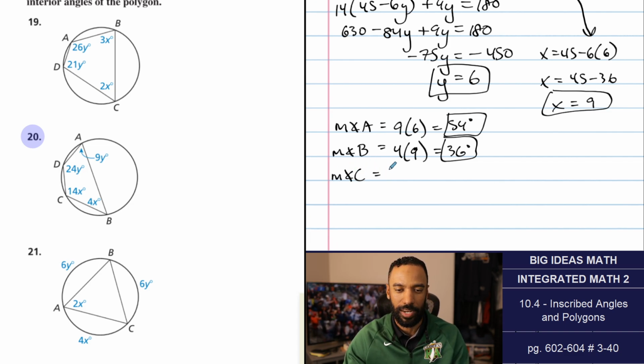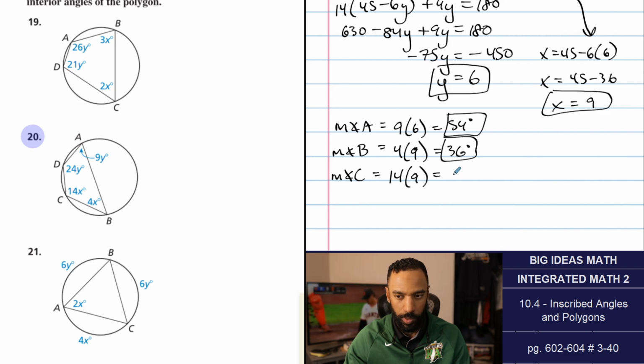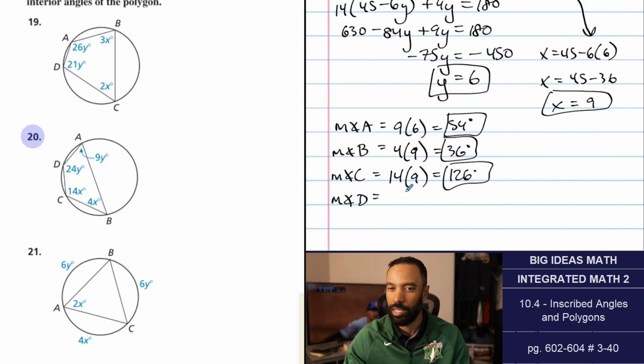Measure of angle C, this is where we got to get bigger ones, though. So 14 times that x, 9, is 126. And then measure of angle D is 24 times 6, which is 144 degrees.